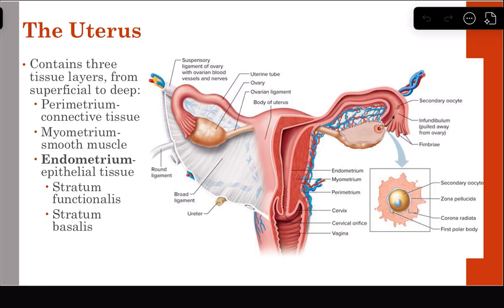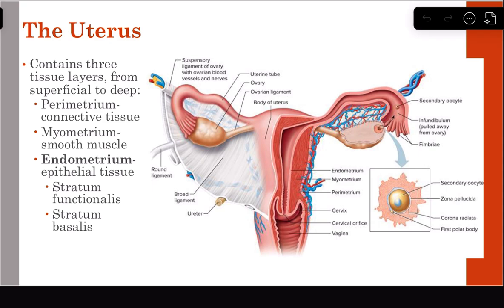The, what's the word I'm looking for? Periosteum. Sorry. Ugh, mind fart. Perimetrium is going to be around, right? The perimeter. Perimetrium is going to be that connective tissue, right? Kind of like what we saw with the tunica albuginea, right? It's going to be that dense connective tissue that's kind of protecting and housing the structures within.